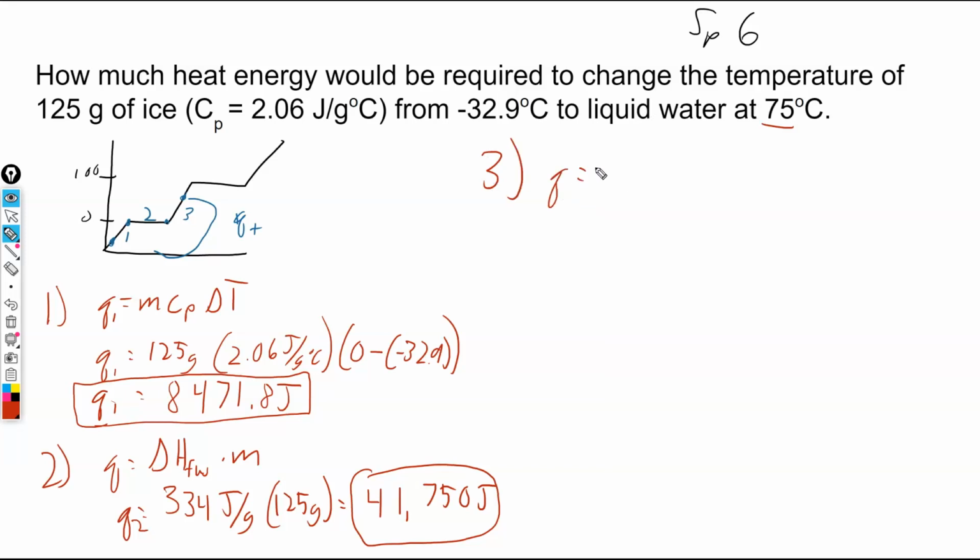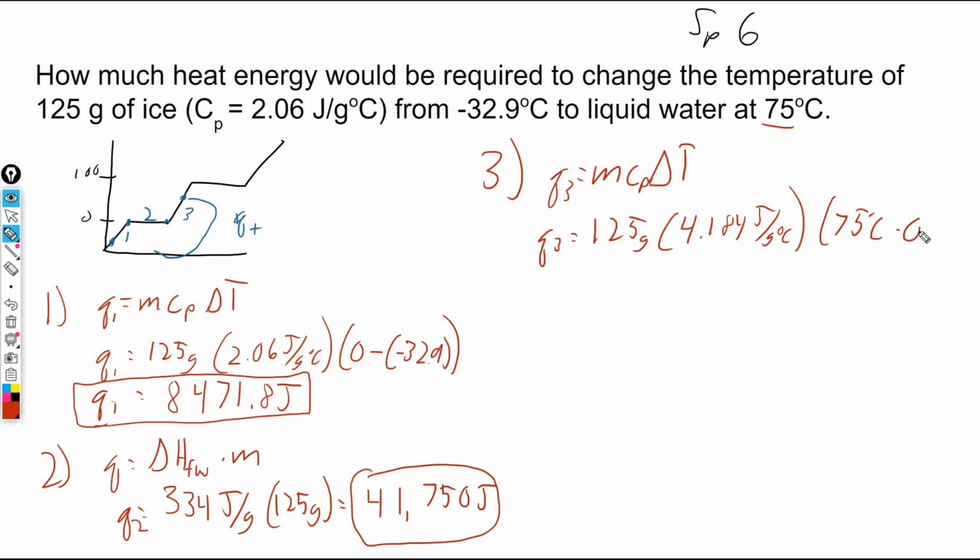So we'll use Q equals mCp delta T. So Q for 3, my mass still hasn't changed. Specific heat of water, 4.184. And now I'm going to 75 degrees Celsius, and I started at 0 degrees Celsius. So again, just gotta multiply all those numbers through. And this one you should get 39,196.8 joules.